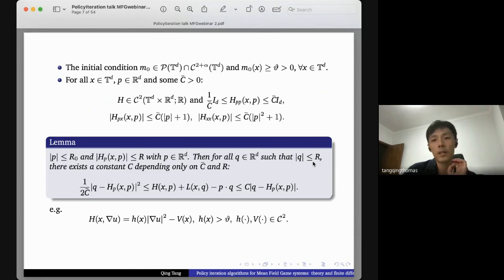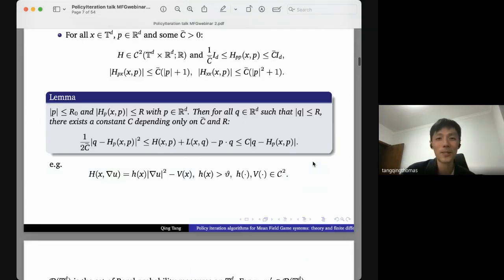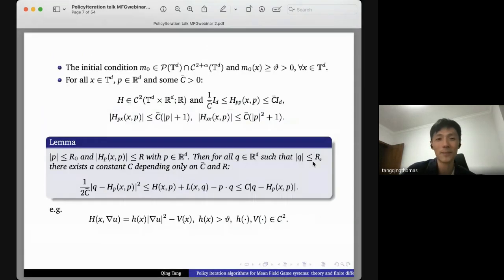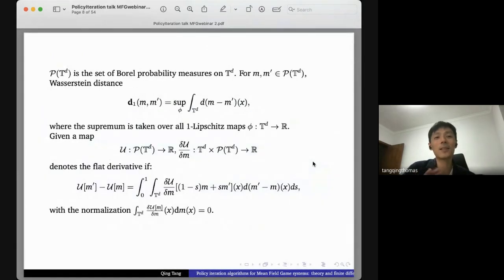Throughout the theoretical analysis, I work on the torus, just for simplicity. But for numerical examples, sometimes I want to work on other domains. Sometimes it's better to work on other domains for the numerical simulations, but I will get to that.